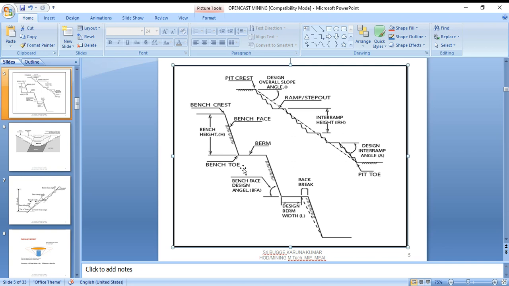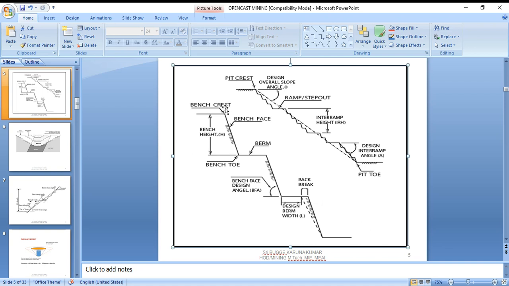In underground mining you can move in front, but the face here is the surface we attack, standing on the shovel, or we have to fragment it by drilling and blasting. So this is called the face. From the top of the bench to the bottom of the bench is called the bench height. These are the basic ideas for further classes. This is the bench face, and this is the bench height.